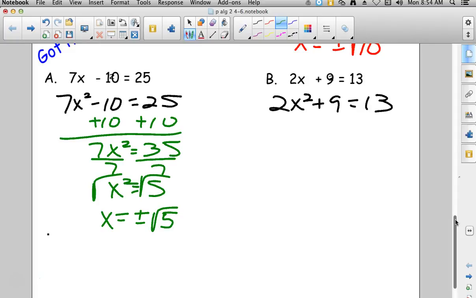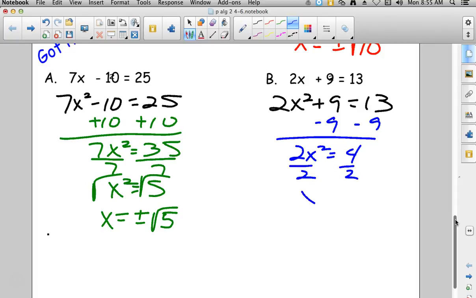All right, so B is 2x squared plus 9 equals 13. First step there. Haley, what's first step on this one? Subtract the 9. We get 2x squared equals 4. Luke Kutzer, what'd you do after that? Divide by 2. So x squared equals 2.